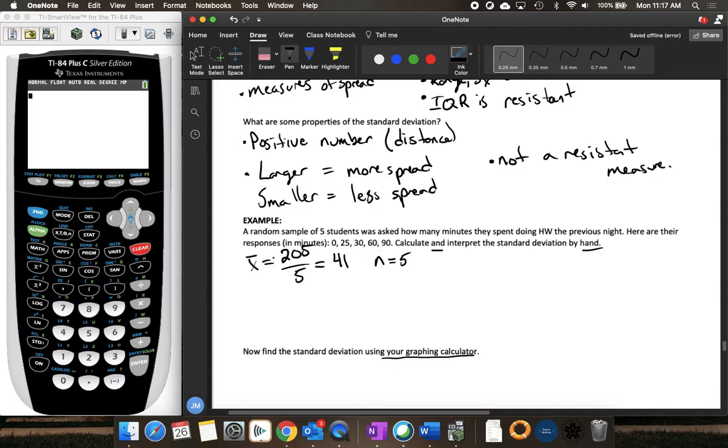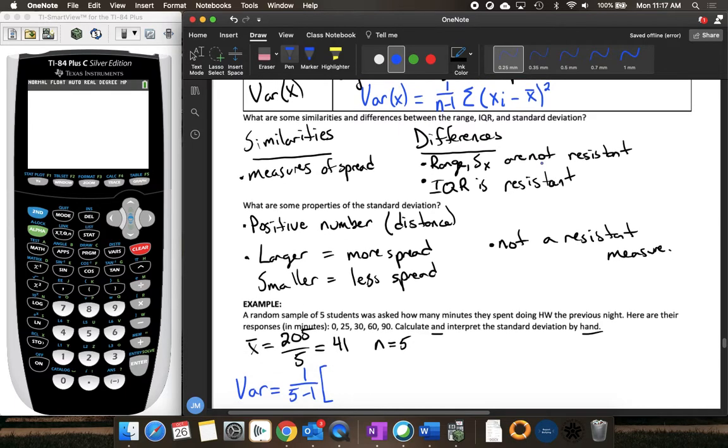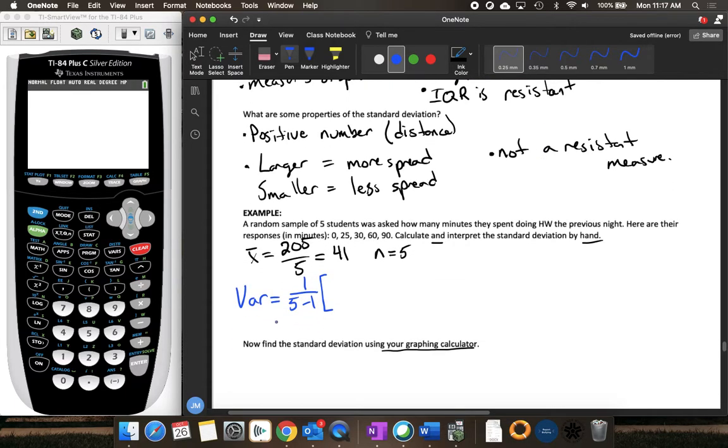When we put those into our formula, let's do variance first, and then we'll use it to find standard deviation. For variance, we start by taking 1 divided by n minus 1, so 1 divided by 5 minus 1. Now, in our formula, this Greek letter sigma means the sum. That basically means we're going to add up a whole bunch of stuff related to x sub i minus x bar. x sub i is your observation from the sample.